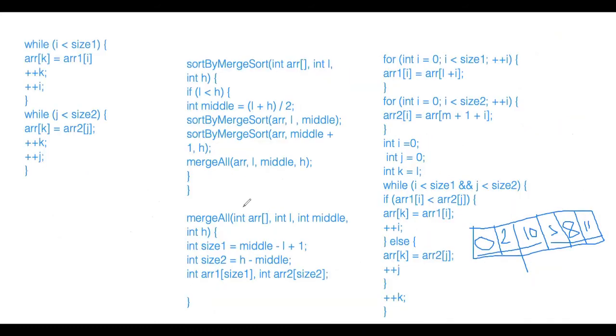So what are we passing here for the merge? We are passing this whole array. We are passing the lower, and here lower is 0, right? We are passing the middle, and our middle is this second position. And then we are passing high, and high is our fifth position. So here low is 0, middle is 2, and high is the fifth position.